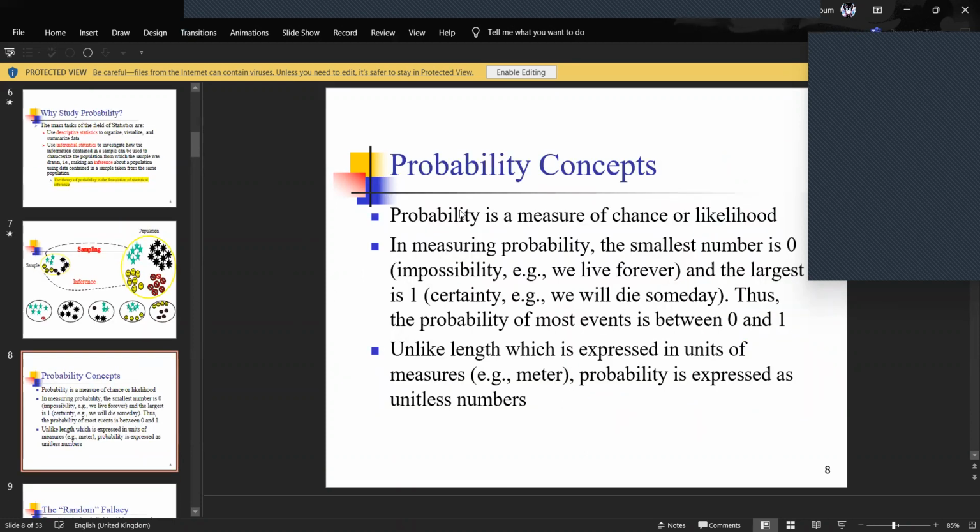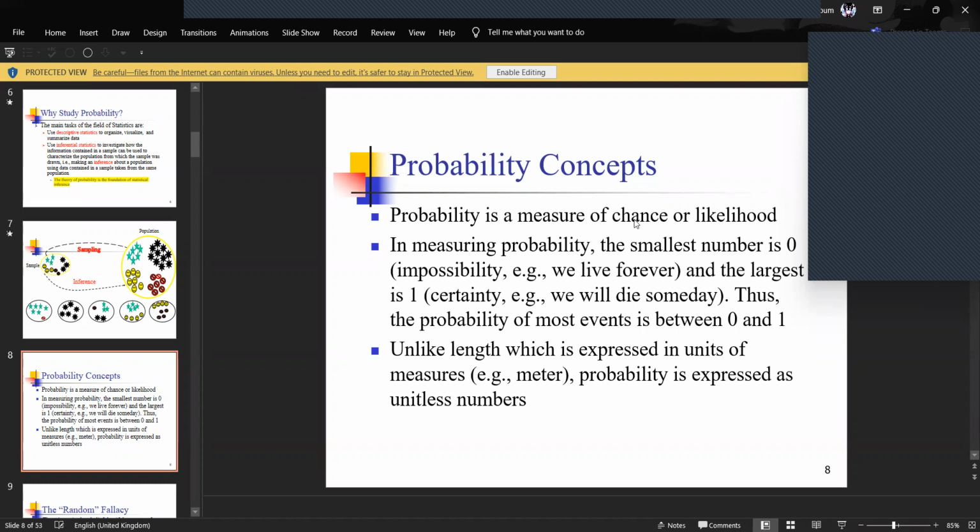All right? So probability is a measure of chance. How likely is something to happen? If you toss a coin, what is the chance that you get heads? Now, when you measure probability, the smallest number that you can get is 0, and the largest number that you can get is 1. So 0 represents something that is impossible, something that can never happen, and 1 is something that definitely will happen. Most events usually have a probability between 0 and 1.